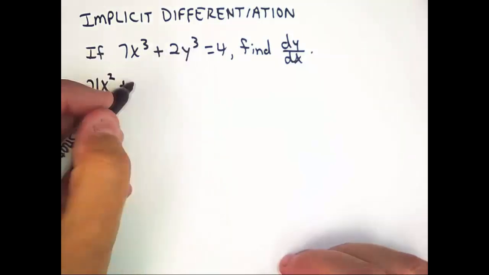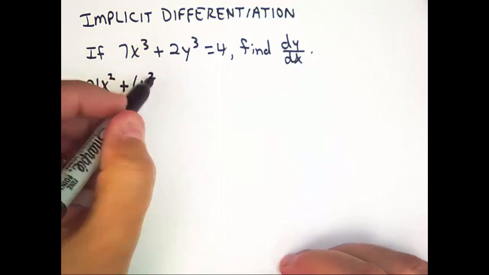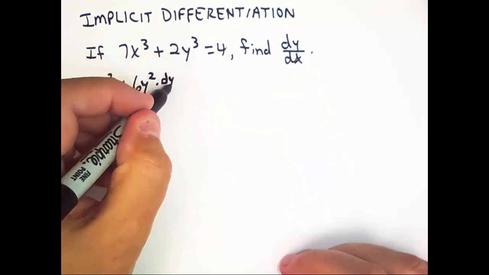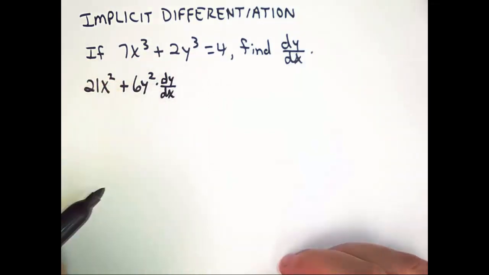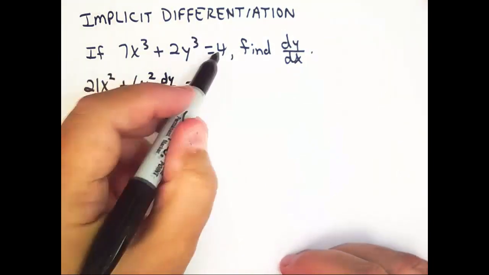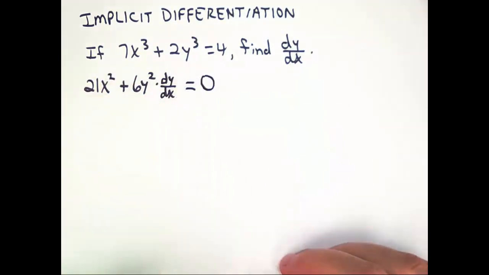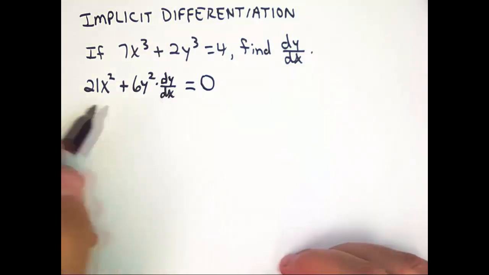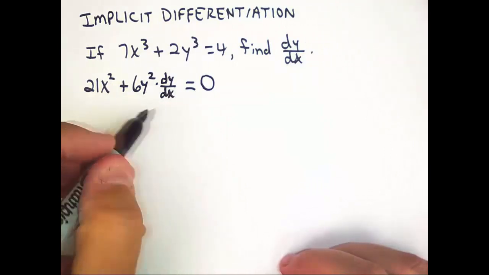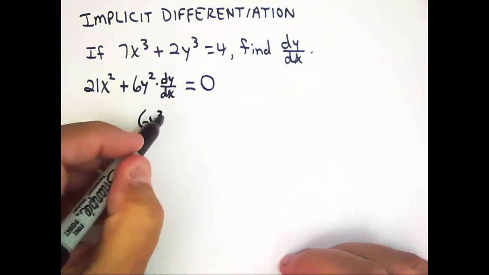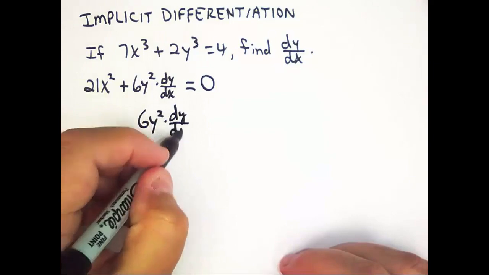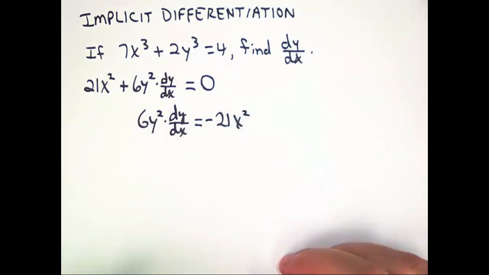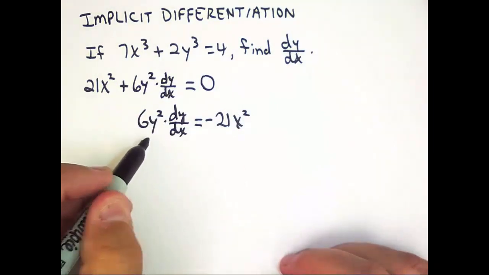So you get 3 times 2 is 6y to the second, and then because y is a function of x, the derivative of the base, the derivative of y, is dy over dx. And then of course the derivative of a constant is just 0. Now it's simply a matter of solving for dy over dx. So the first thing I do is subtract 21x squared from both sides. So I end up with 6y squared times dy over dx is equal to negative 21x squared. And finally divide both sides by 6y squared.